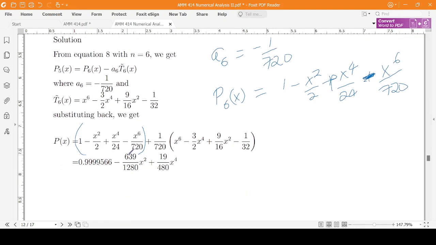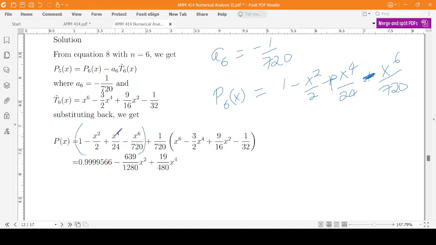And then we can put the right terms together. 1 plus 1 over 720 times negative 1 over 32. That will give us 0.999566. Then we have minus x squared over 2 plus 1 over 720 times 9 over 16. And that should give us minus 639 over 1280 x squared.